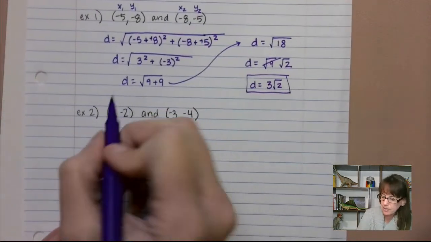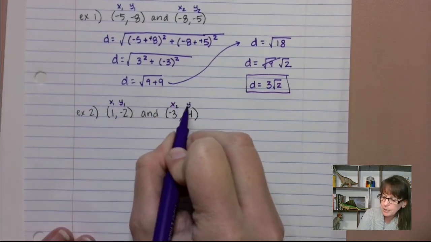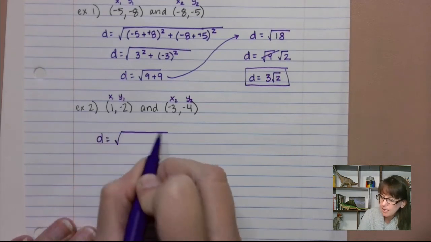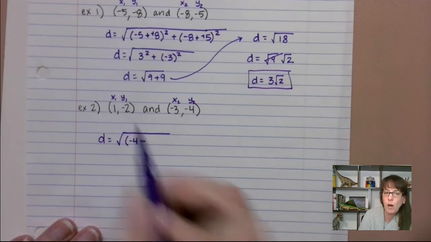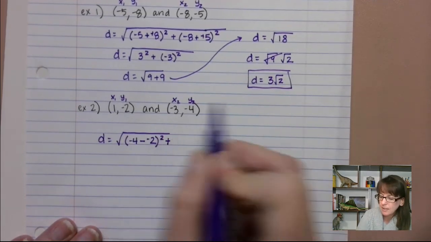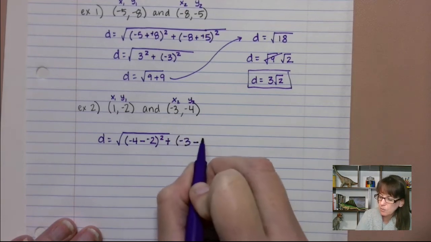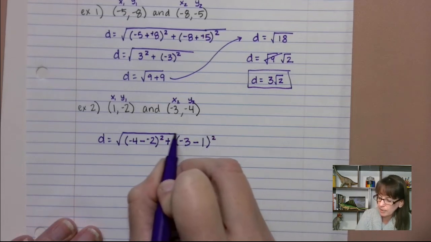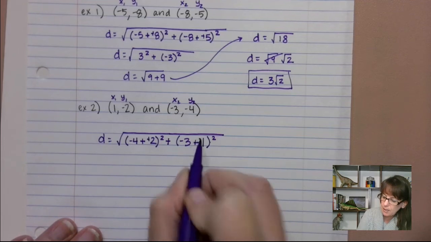Let's try that again for this one. So x1, y1, x2, y2. Okay, so we're going to say the distance equals y2, which is -4, minus our y1, which is -2, squared, plus our x2, which is -3, minus 1, which is our x1. And I stayed in order there. That's vitally important. Let's add the opposite, add the opposite.